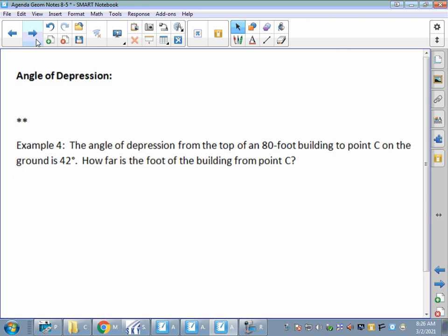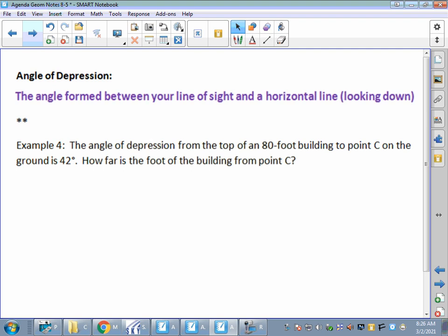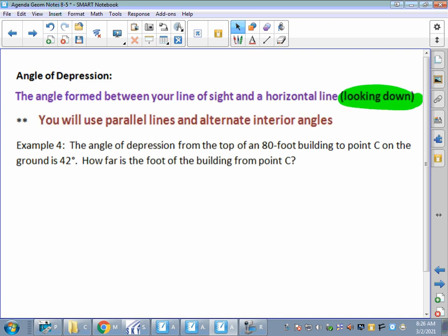Oh, I got a lot. So angles of depression are the angles formed between your line of sight where you're looking and a horizontal line when you're looking down. So think about the guy looking down at the ladybug, right? He's looking down at that. That's an angle of depression. Here's the thing. Angles of depression have a little sneaky extra step. You'll get the hang of it. But we will need to look at parallel lines and use some alt interior angles.